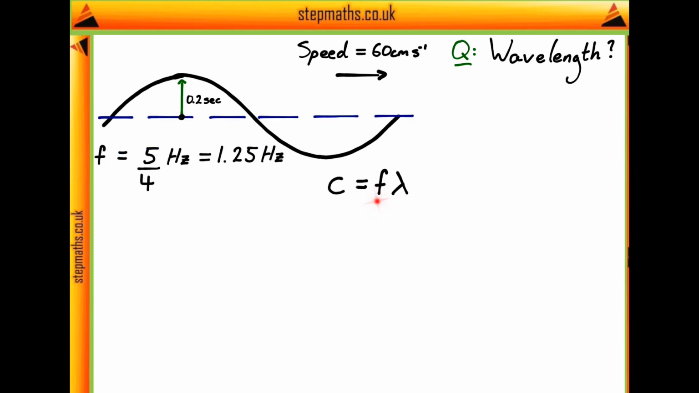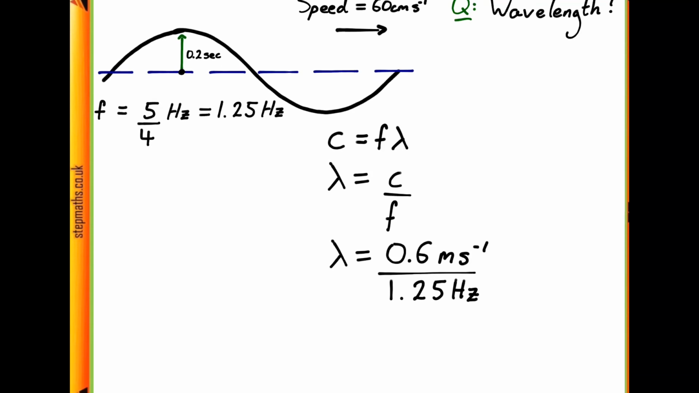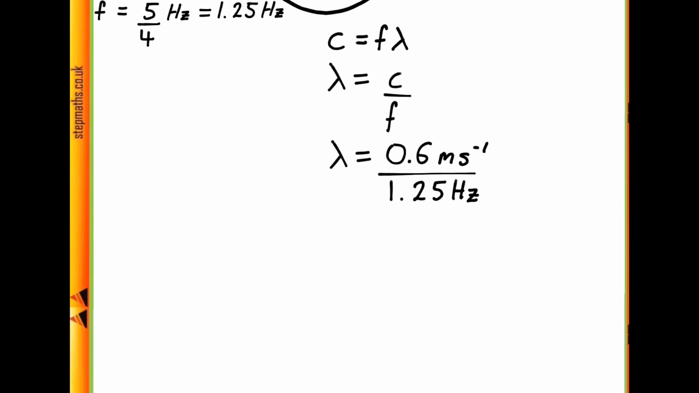So now that we know the frequency, which we just found, and we know the speed, we can go ahead and find the wavelength. So if we rearrange our equation for the wavelength, then we find it's the speed divided by the frequency, and then we can substitute in the values which we have. So converting our 60 centimeters per second to 0.6 meters per second, and substituting in our 1.25 hertz, we can find our wavelength. Now I prefer to work in fractions generally, I think they're a bit easier.